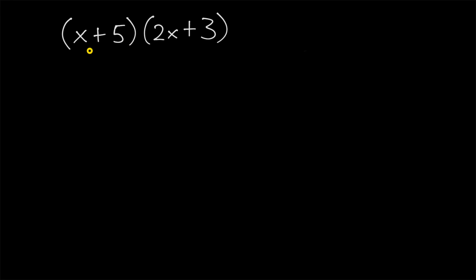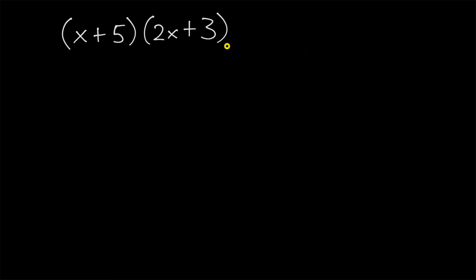If you look at the first set of brackets, you'll notice that these brackets contain a polynomial that has exactly two terms, x and 5. Therefore, these brackets contain a binomial. If you look at the second set of brackets, you'll also notice that they contain a polynomial that has just two terms, 2x and 3. Therefore, the second set of brackets also contains a binomial. So we have a binomial multiplied by a binomial.